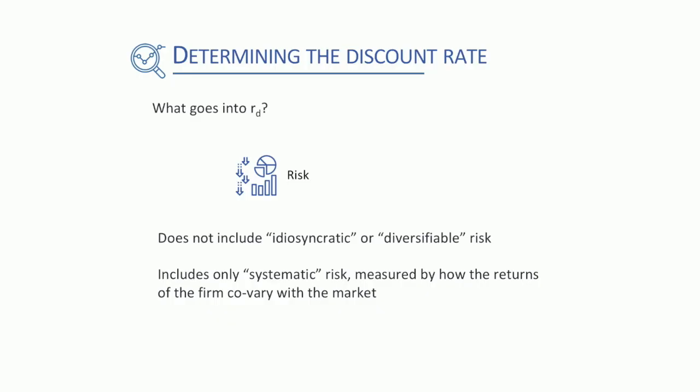The way to think about systematic risk is, how does one share in the firm that I just bought increase or reduce the risk of my overall portfolio if that overall portfolio is already well diversified? And as I wrote on the slide, this is measured by how the firm's returns co-vary with the market returns. And we call this the beta of a firm.